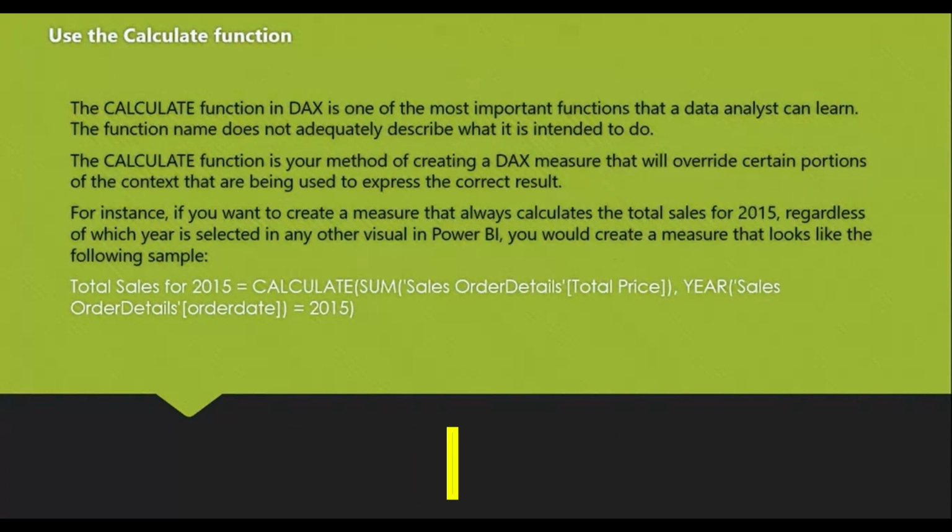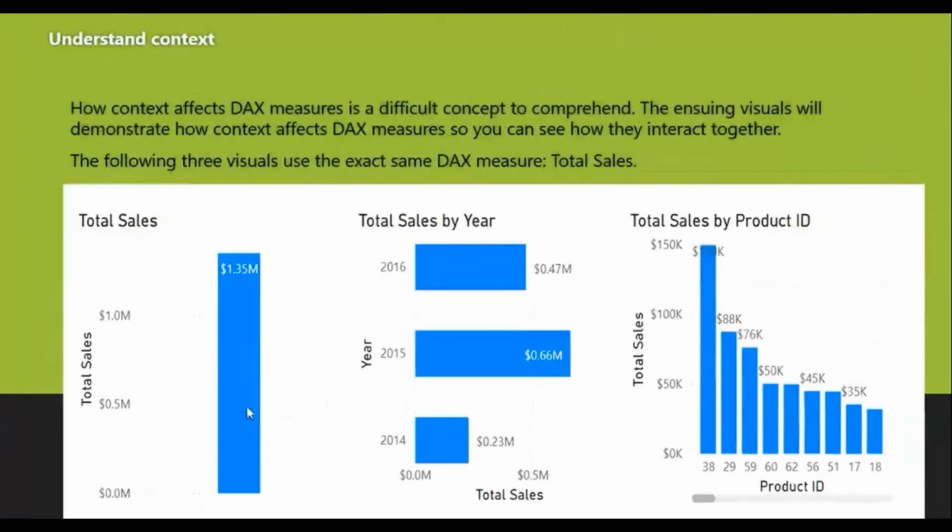The name is not able to represent what exactly this calculate function does, but the calculate function is used to add a context to whatever calculation you are doing. For example, you are creating a total sum of sales, but you need to add a context to it. There are two contexts of calculating the total sales. One is just calculating the total sales, which is what we are doing here.